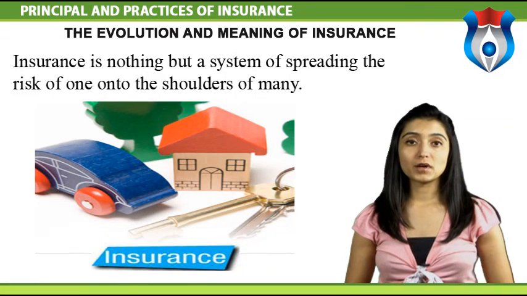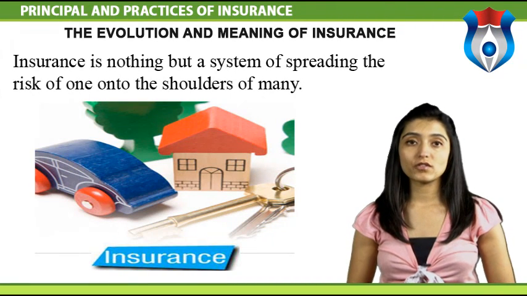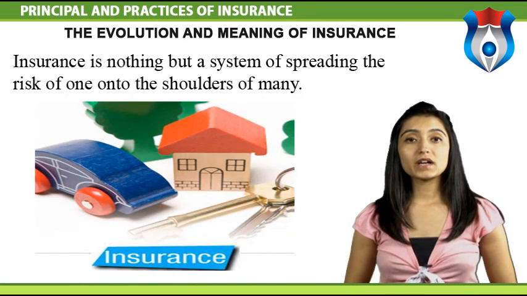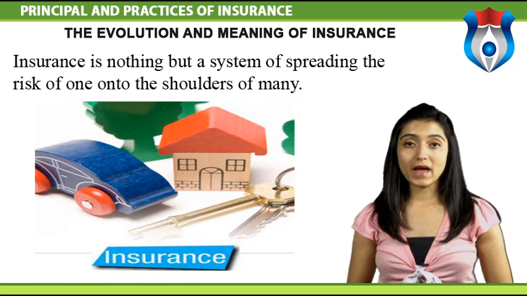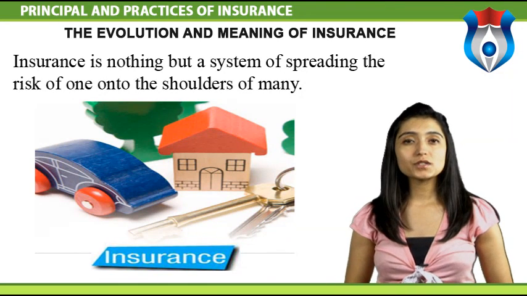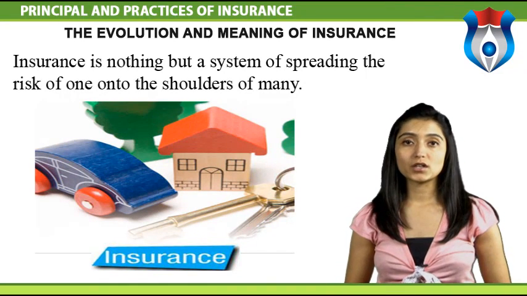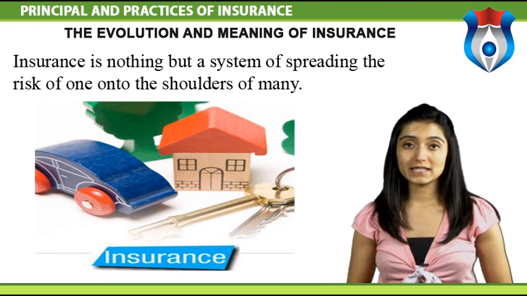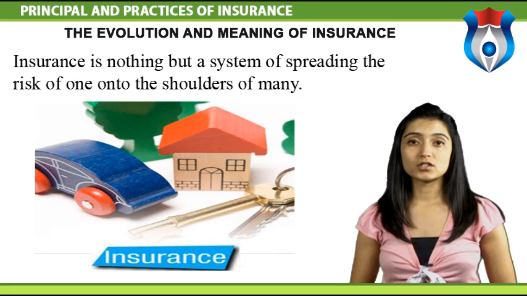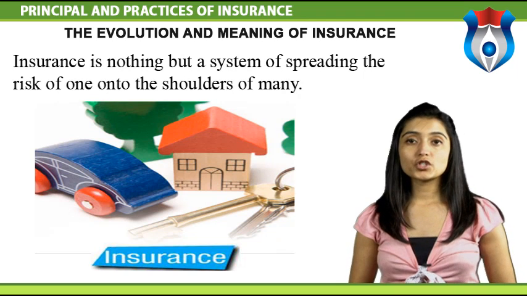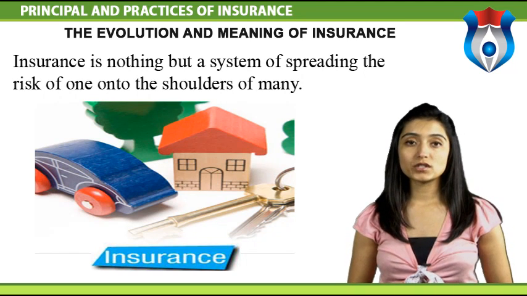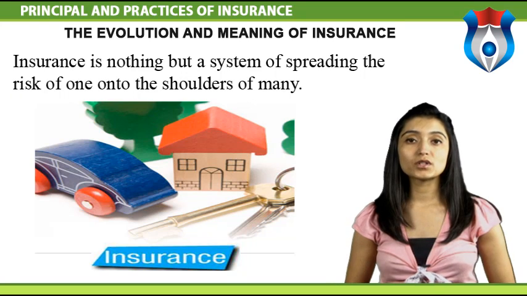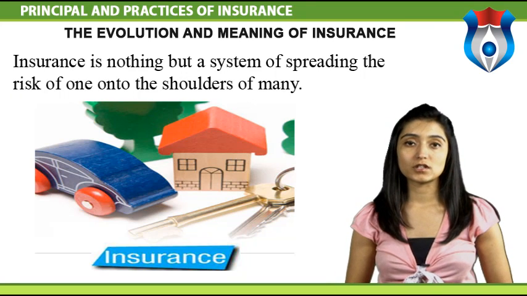Let's know the meaning of the evolution and meaning of insurance. Insurance is nothing but a system of spreading the risk of one onto the shoulders of many. While it becomes somewhat impossible for a man to bear by himself 100% loss to his own property or interest arising out of an unforeseen contingency, insurance is a method or process which distributes the burden of the loss on a number of persons within the group formed for this particular purpose.